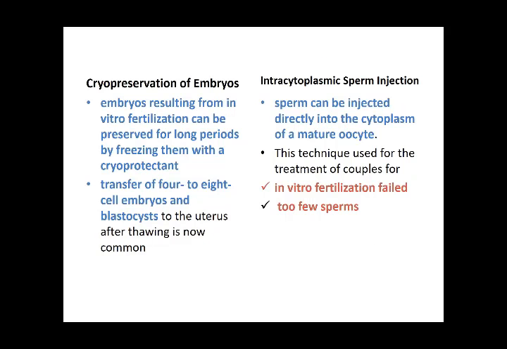Then there is cryopreservation of embryos. Different other processes are there. Embryos resulting from in vitro fertilization can be preserved. Fertilized embryos can be preserved for long periods by freezing them with a cryoprotectant. Transfer of 4 to 8 cell embryos and blastocysts to the uterus is now common. That means after freezing, fertilized embryos can be thawed and placed back into the mother. Intracytoplasmic sperm injection, injected directly into the cytoplasm of the oocyte, is used for treatment of couples where in vitro fertilization has failed or there are too few sperms.